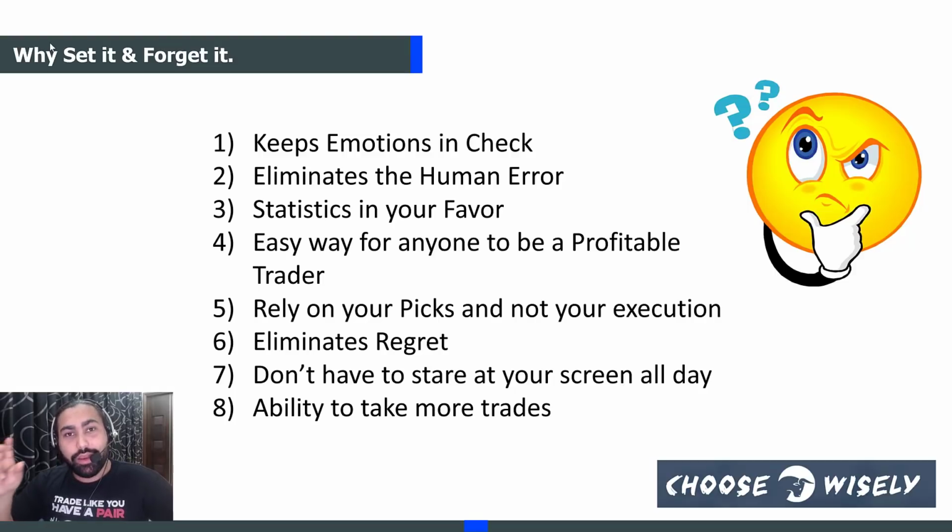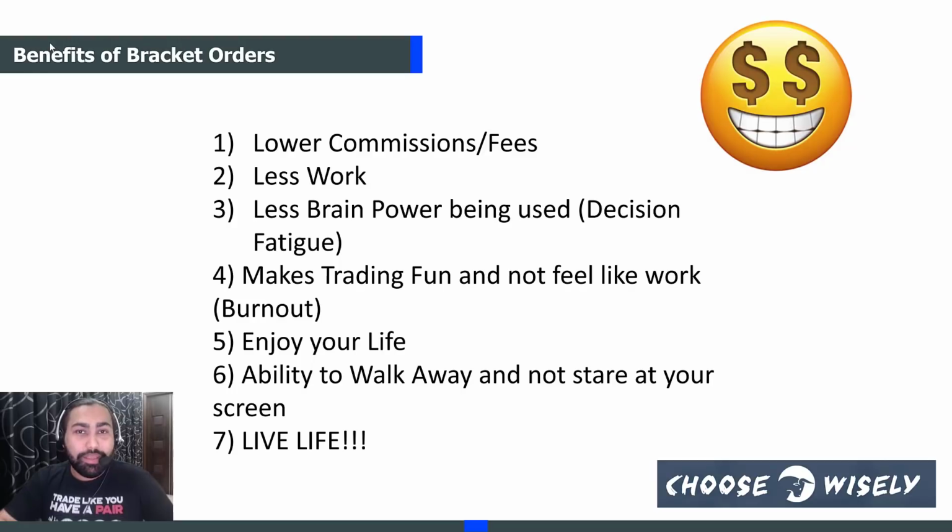So when you place an order that lets you set it and forget it, now you can move on to finding another opportunity. So you are going to be able to find more opportunity and take more trades in return. You're going to profit more. So that's why I recommend set it and forget it. Now, what are the other benefits? We already talked about some. The other benefits also are lower commissions and fees.